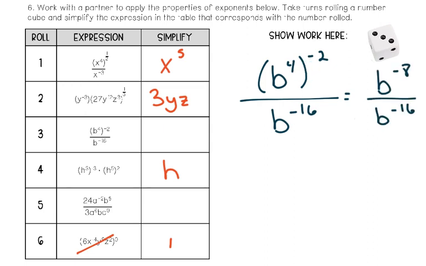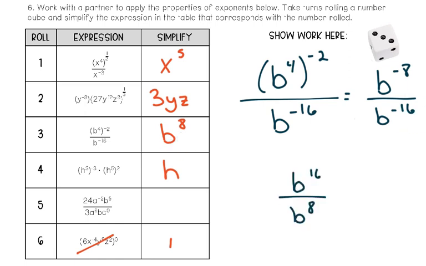All right, so I did the power rule, and then I got b to the power of -8 over b to the power of -16. Then I could use the quotient rule. Since these bases are being divided and they are the same, I can subtract the exponents. -8 minus -16 is actually +8. So b to the power of 8 is fully simplified.